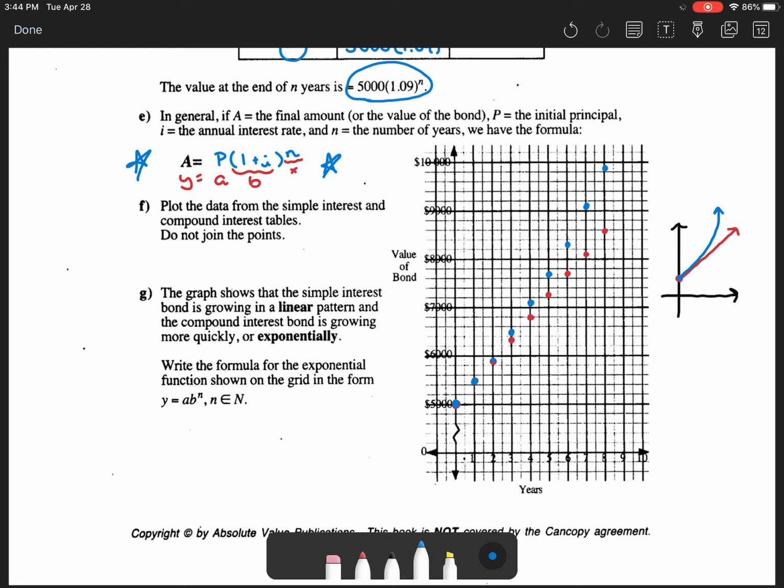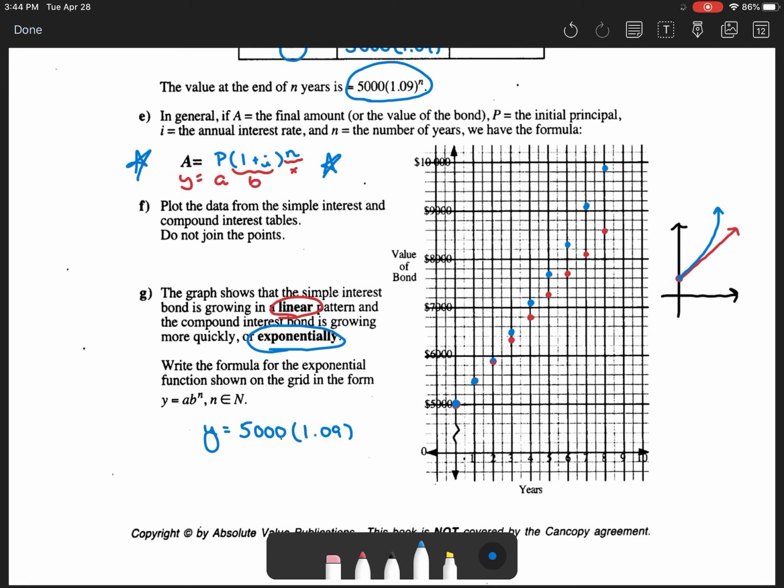The linear is doing this, like so, and the exponential will be doing this, starting in the same point, very close, and then it takes off up in this direction, exponential versus linear, compound versus simple interest. So part G says the graph shows that the simple interest takes on a linear pattern, which is what we saw, and the compound interest growing more quickly is growing exponentially.